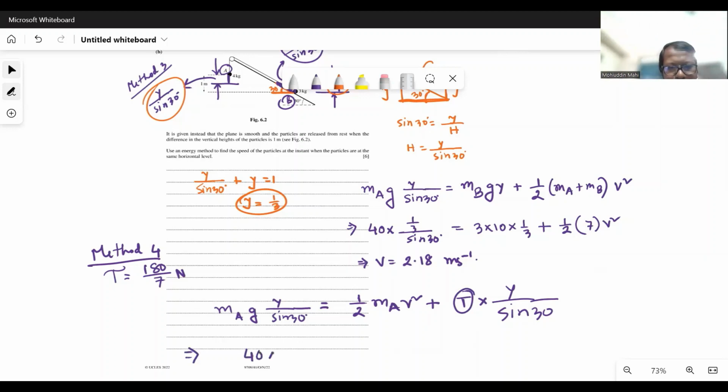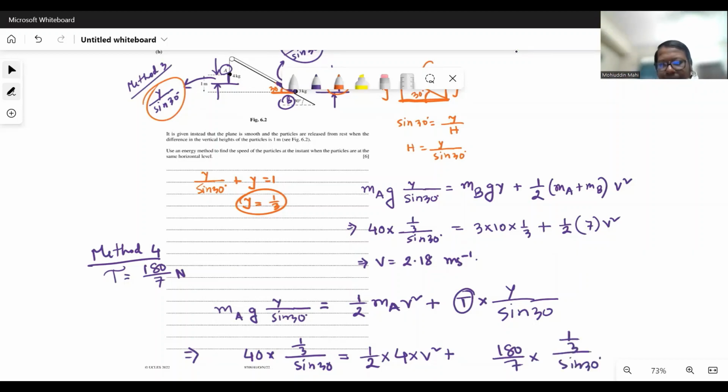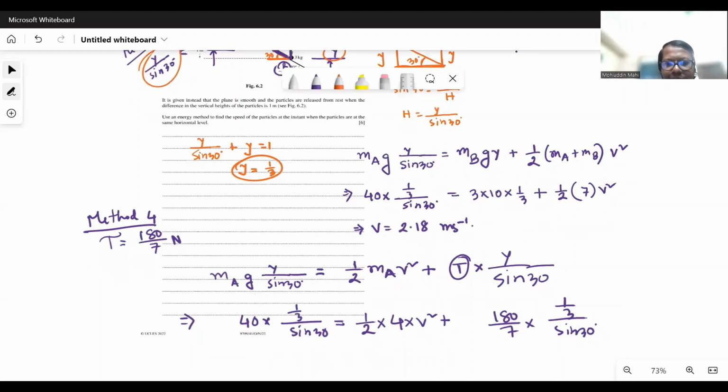So 40 into 1 by 3 by sine 30. The mass of the first object is 4. Tension was 180 by 7. So from here, if you solve the equation, again the value of V is going to be 2.18. I'm not showing the calculation because you can do it on your own. Let's not waste time here.